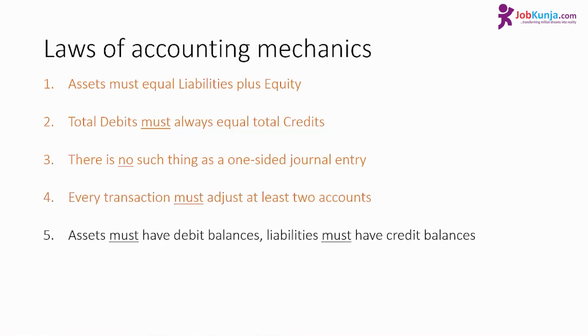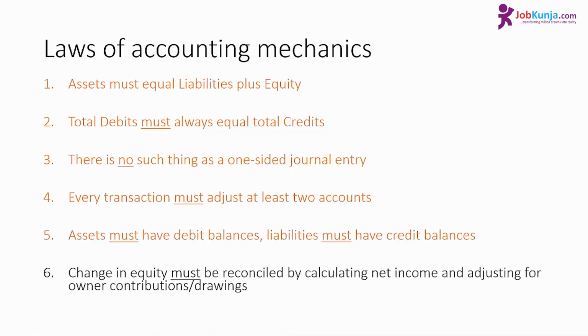Number 5, assets must have debit balances, liabilities must have credit balances. Finally, number 6, the change in equity must be reconciled by calculating net income and adjusting for owner contributions and drawings. Do you think you got it? Time now to show you what this looks like in the real world.